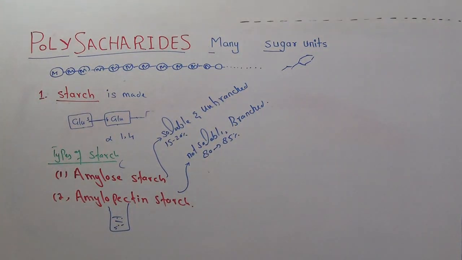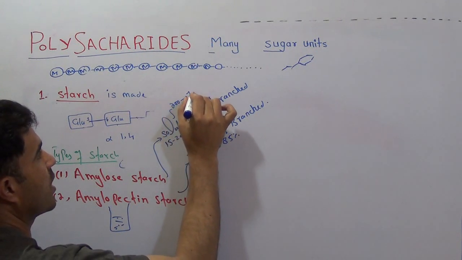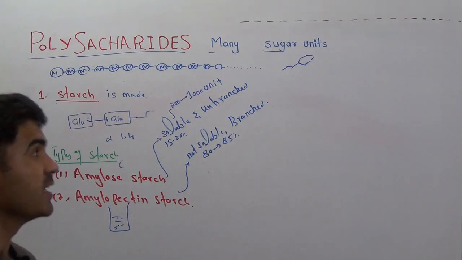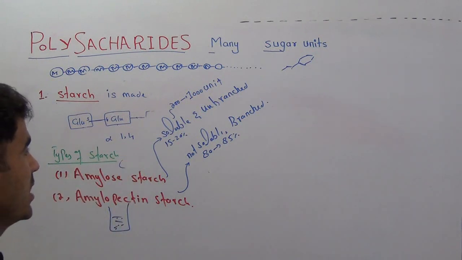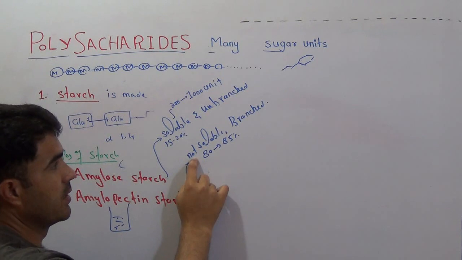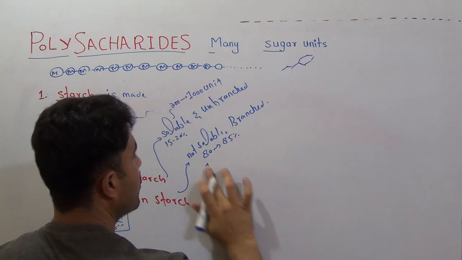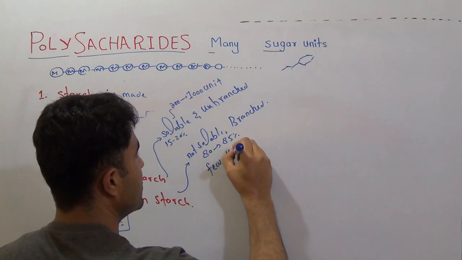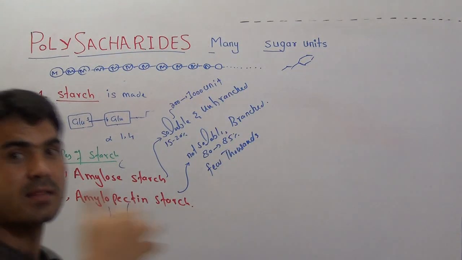Number two, amylose starch contains 200 to 1000 units. It means from 200 glucose units to 1000 glucose units you may find in amylose starch. In amylopectin starch, how many units will you find? A few thousands. In the book of Satyanarayan it is mentioned as few thousands, meaning not less than 1000, more than 1000.